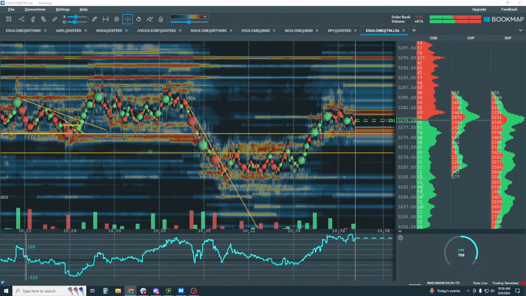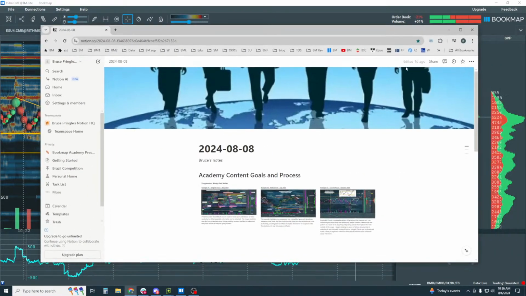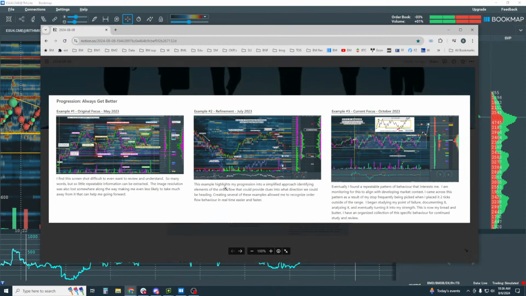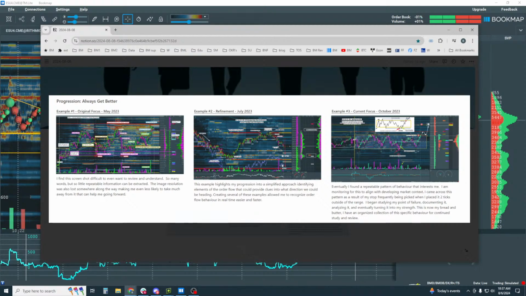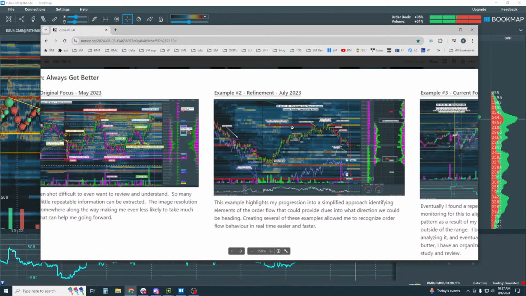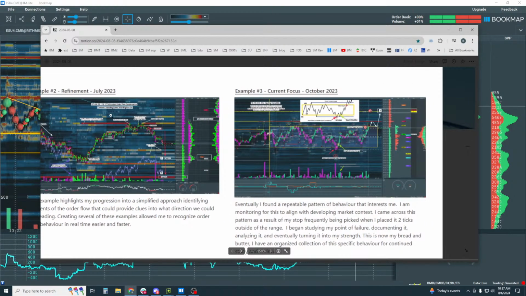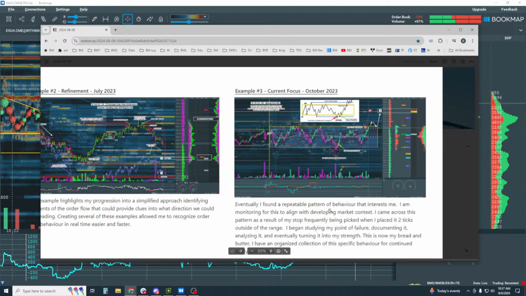We were lucky that he put together this image here, which is his process that he went through. Look, May 2023, he was marking up his charts in the Academy all over the place. You guys know the whole story here. But then he got focused here in July and refined the process. And that focus, that refinement of understanding these elements and the context led to a repeatable pattern of behavior that interests him.